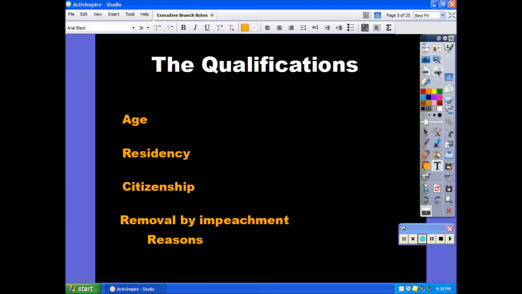Now let's talk briefly about removal by impeachment. We're not going to talk about the process here, but more so about the reasons. And that is, when it comes to a point that the members of the House of Representatives and the U.S. Senate feel that the president has done something that qualifies for impeachment, what's important to realize is the Constitution specifies what those qualifications are. So, for example, in the Constitution it says that the president can be removed from office based upon conviction of treason, bribery, or other high crimes or misdemeanors.